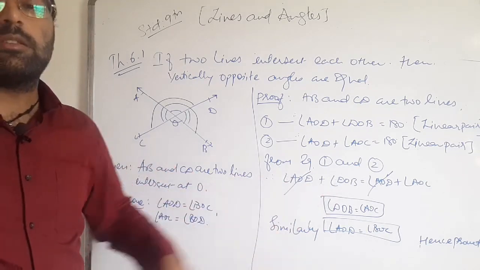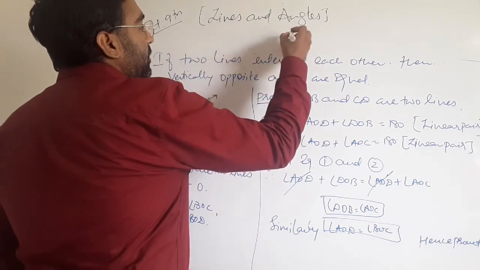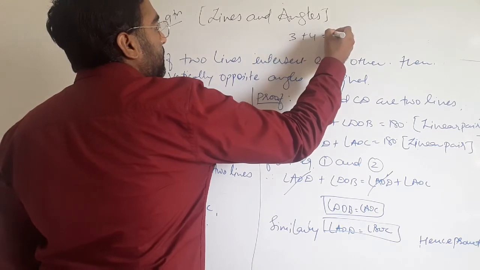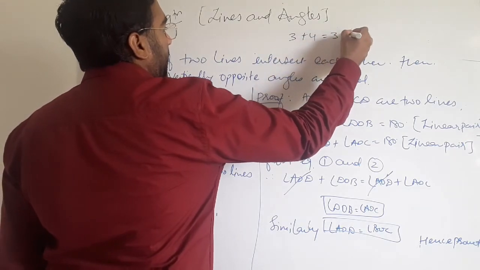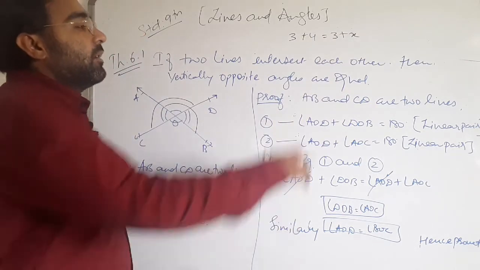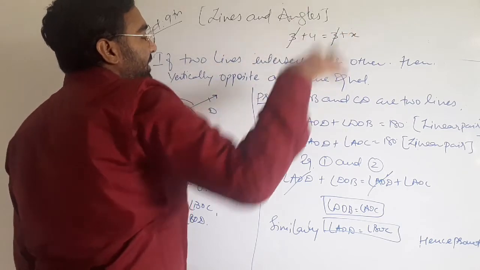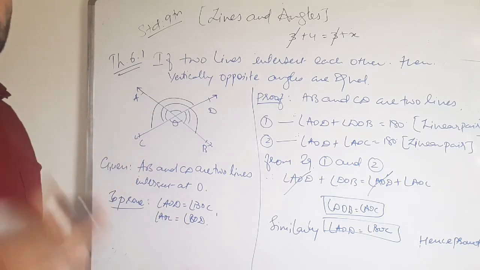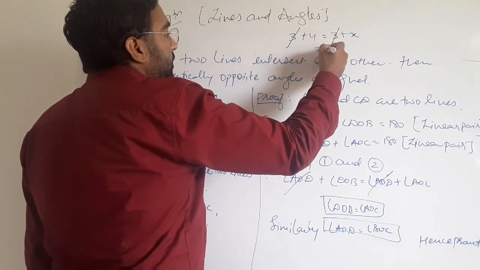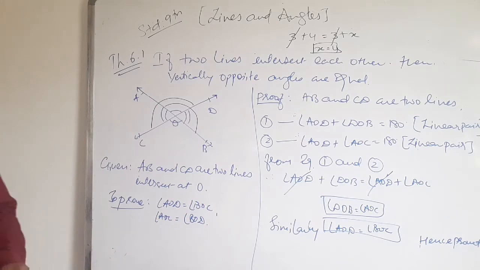How do I cancel this? You know that I'll take two equations, that is 3 plus 4 is equal to 3 plus x. Okay, I'll take this equation 3 plus 4 equal to 3 plus x. In both of them 3 are same, so I can cancel it. Therefore my value of x is equal to 4. Okay, that we can do.